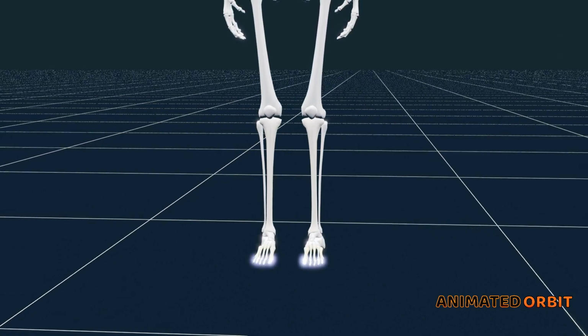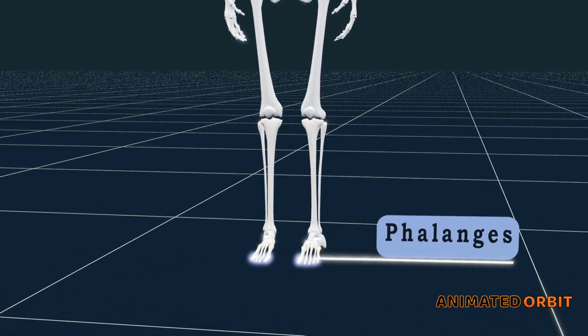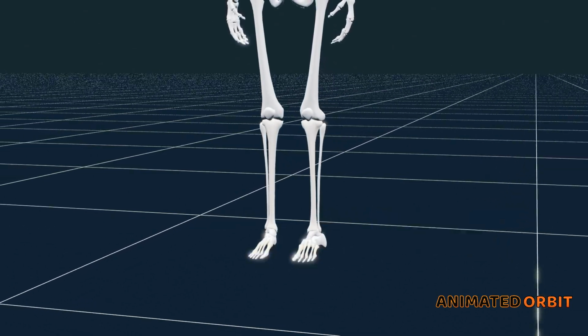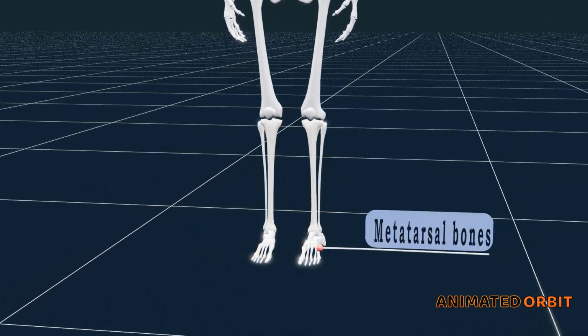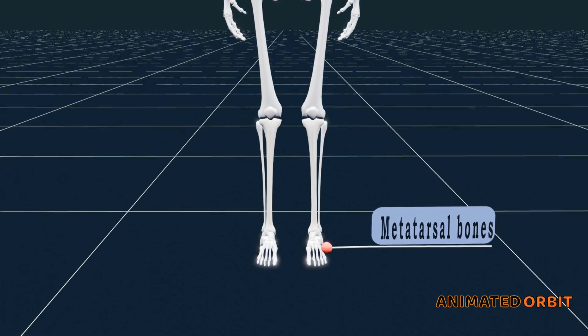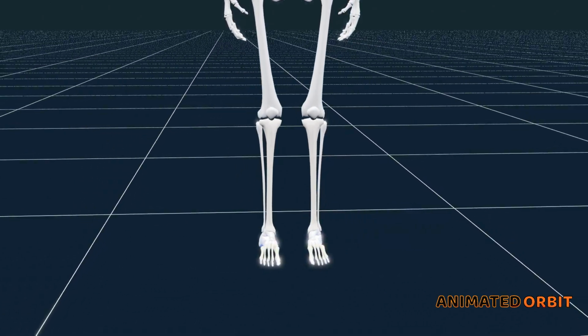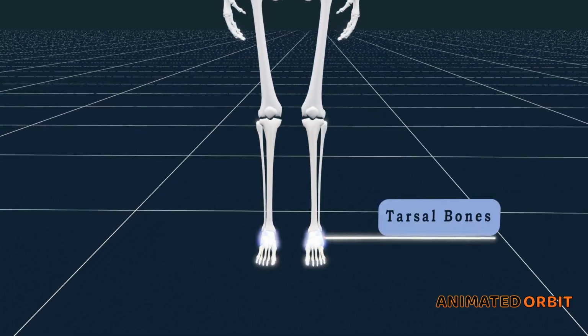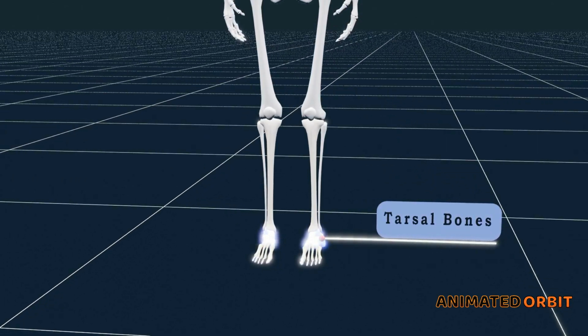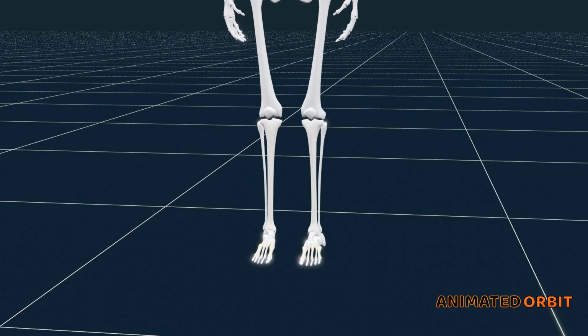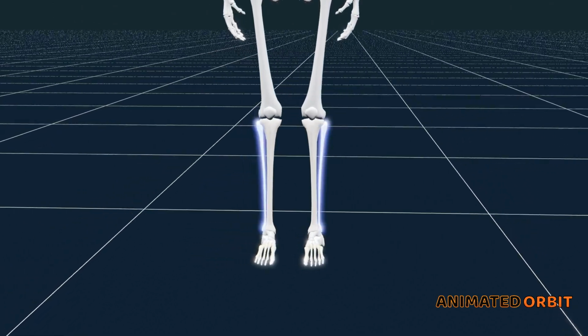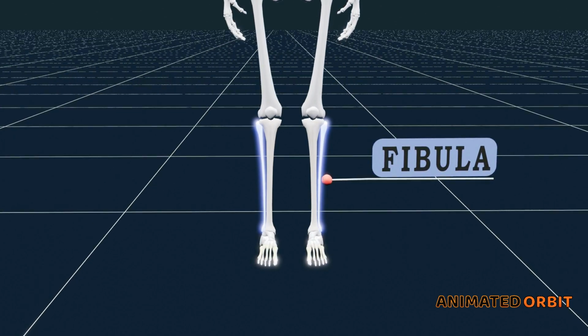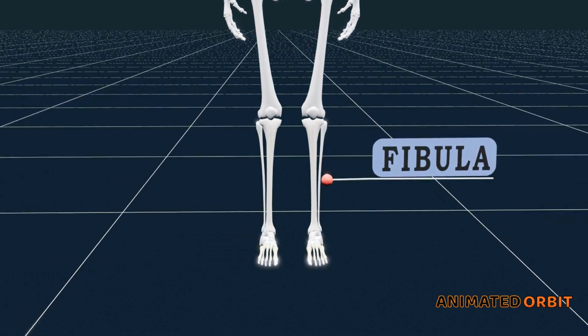Phalanges are the bones in fingers and toes, essential for movement and flexibility. Metatarsals are foot bones that support walking and balance by connecting the ankle to the toes. Tarsal bones are the group of 7 bones in the ankle that provide stability and flexibility for foot movement. The fibula is the thinner bone in the lower leg, supporting muscles and stabilizing the ankle.